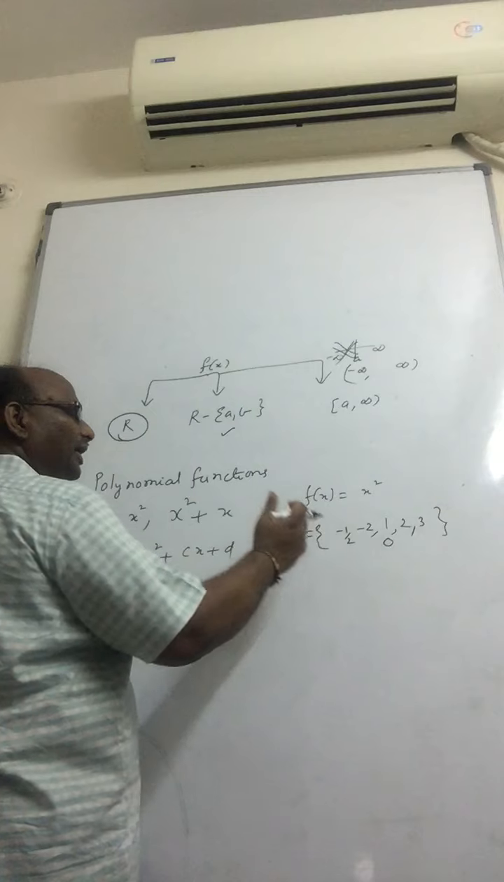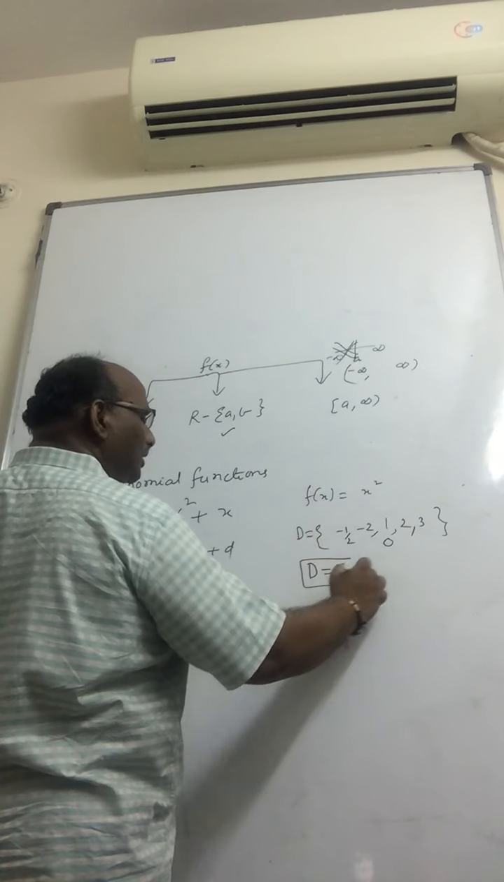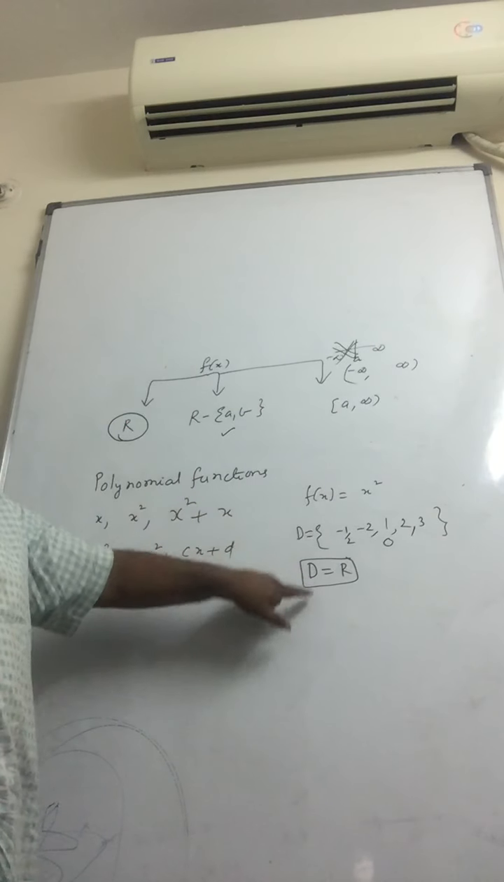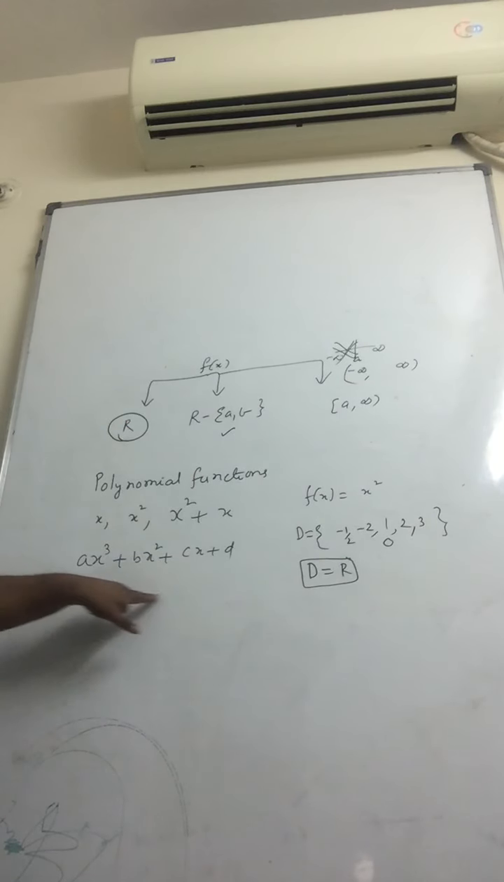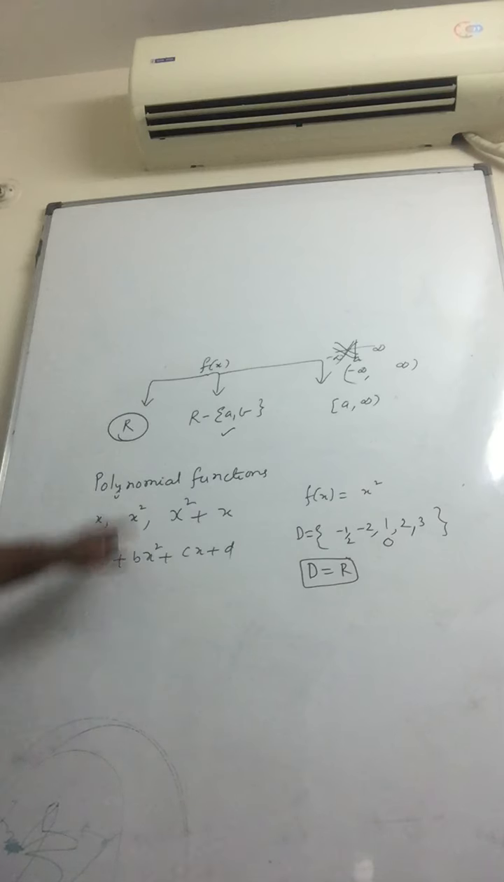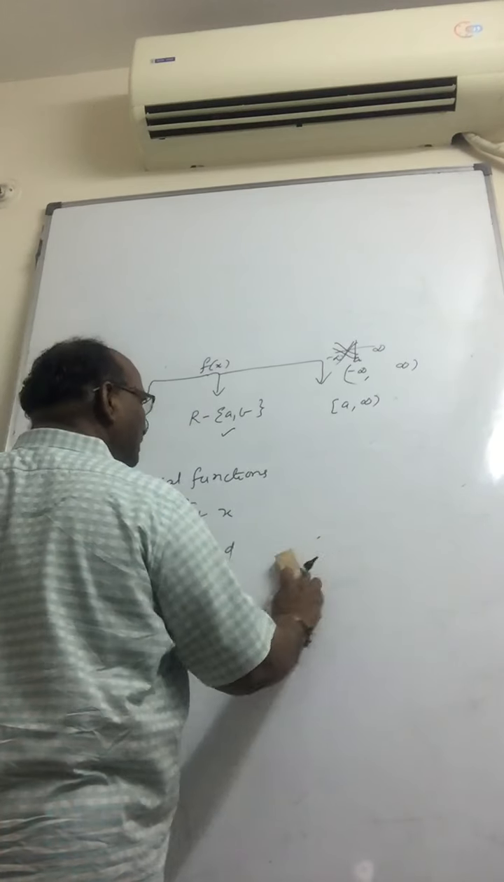So it is defined for negative, 0, positive numbers, the domain is real numbers. So it is defined for all. In a similar way, all polynomial functions are defined for all real numbers, that is from minus infinity to infinity. Now the question arises, only polynomial functions, or are there any other functions whose domain is real numbers?